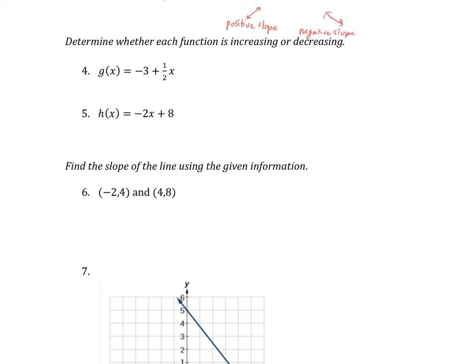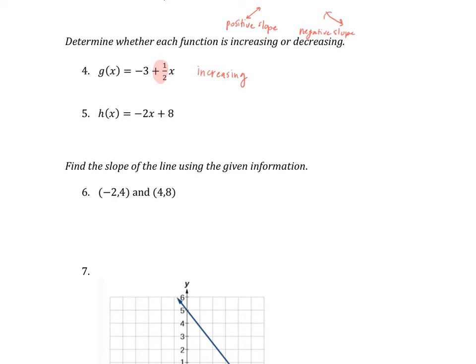So what we want to do is find the slope for each equation. For number 4, it's set in function notation, so we know that the slope is the number in front of the x. That is a positive 1/2. For increasing and decreasing, it doesn't matter if it's a fraction or not. It just matters if it's positive or negative. Since it's a positive 1/2, and again, we're looking at the sign of the number in front of x, not necessarily the first sign, this will be increasing because it's a positive slope.